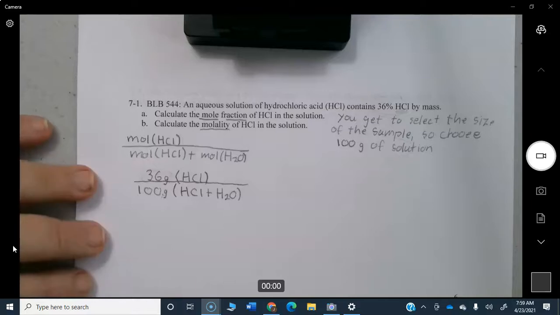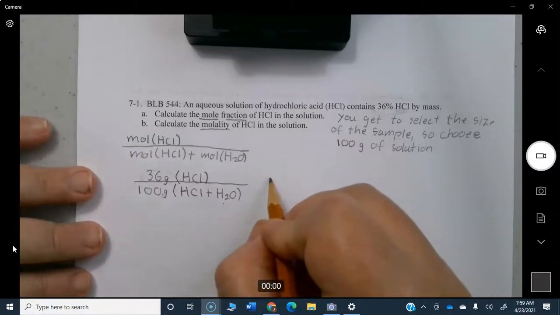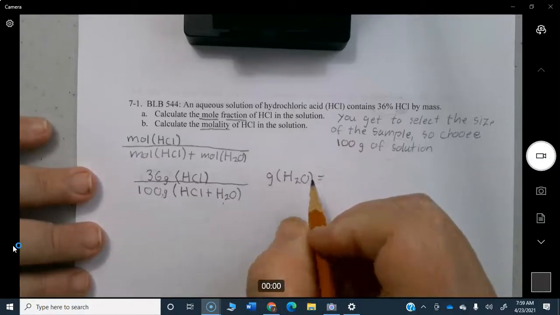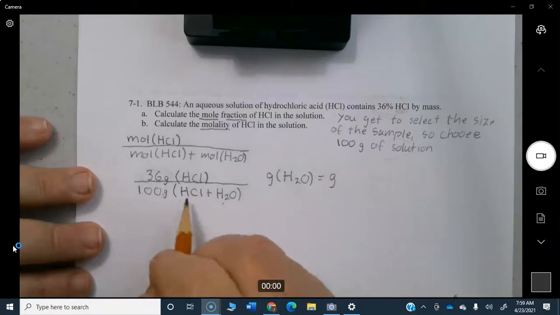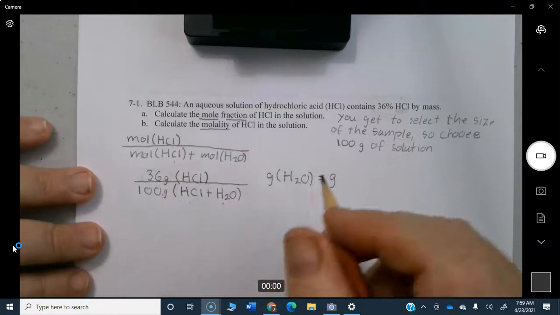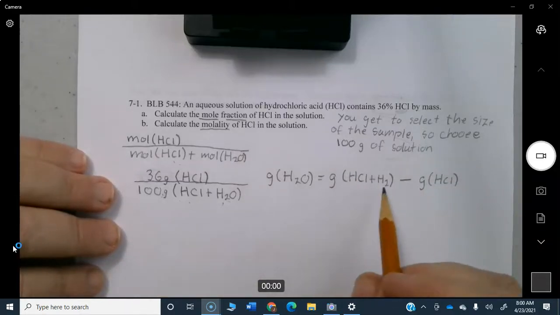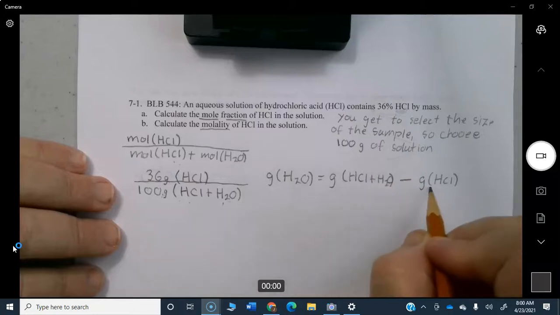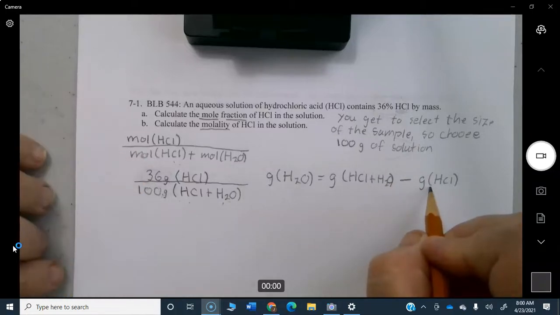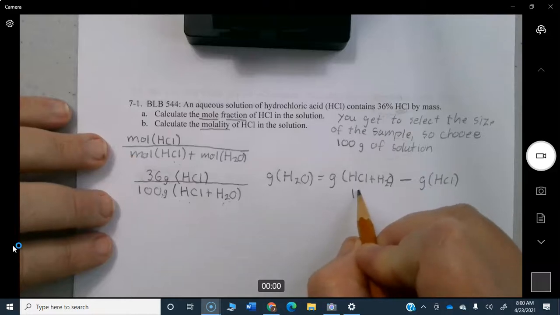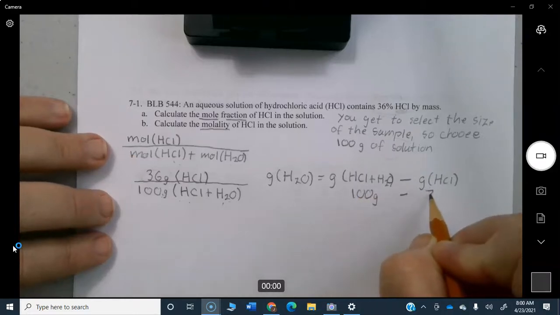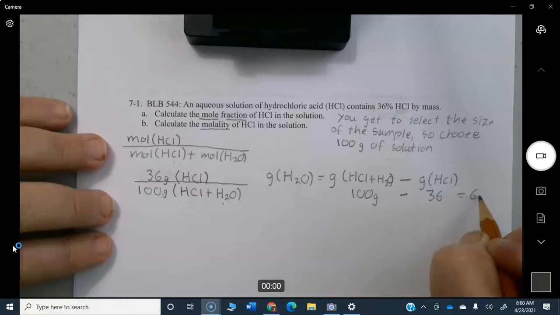All right, so we know how many grams of HCl we have, but how many grams of water? Well, that's really simple. The grams of H2O equals the grams of the two of them put together. So that's why I wrote it like this. If you take the grams of the solution and subtract the grams of the HCl, which you know is 36, and you know this is 100, so this is 100 grams. This is 36 grams. Then that's going to equal 64 grams of H2O.